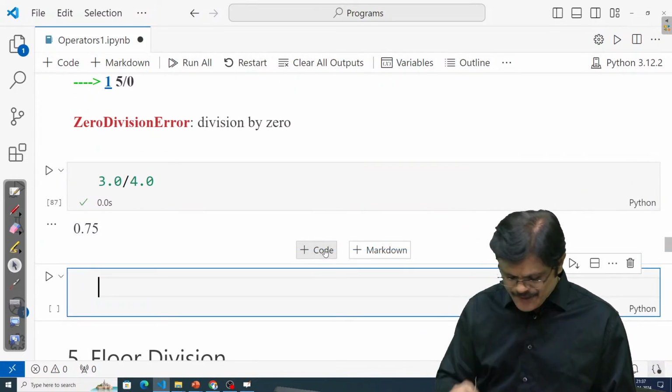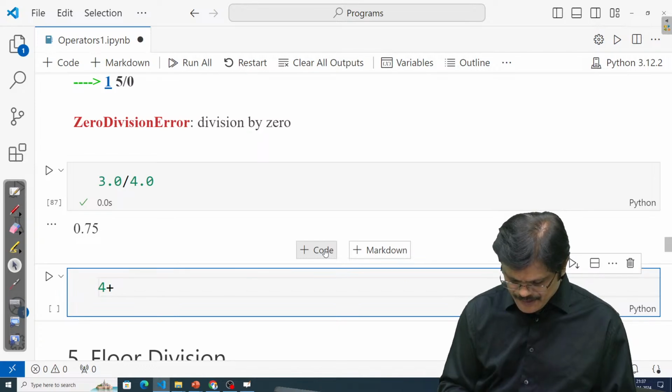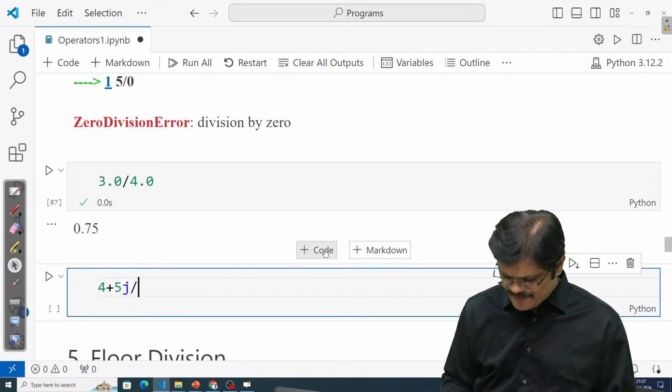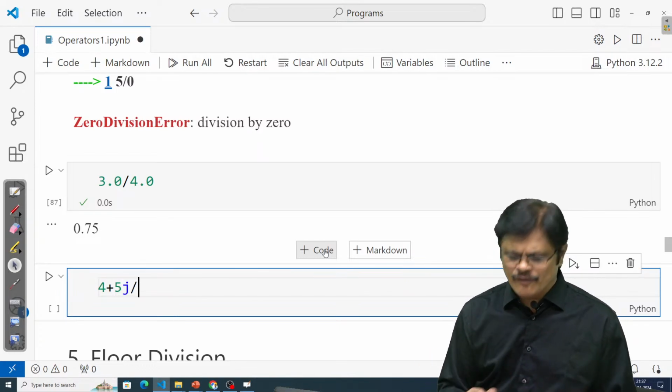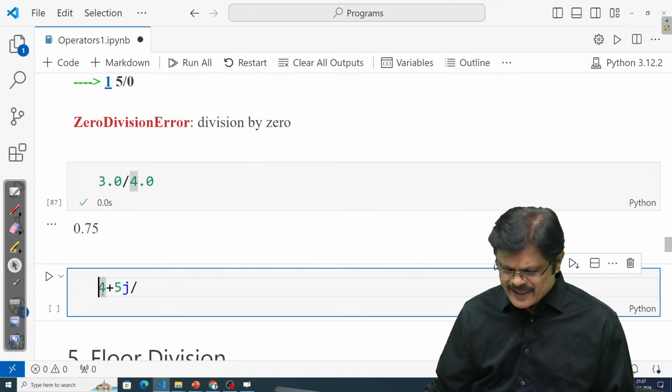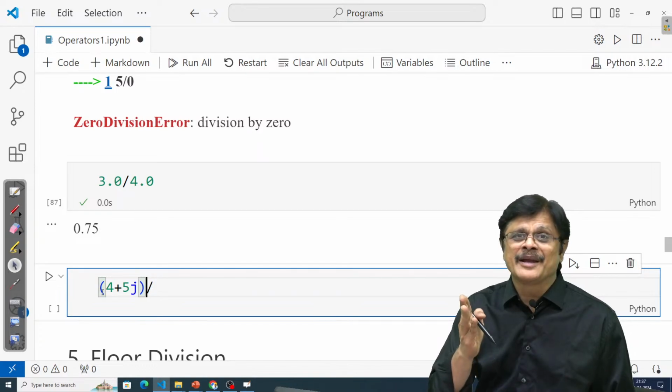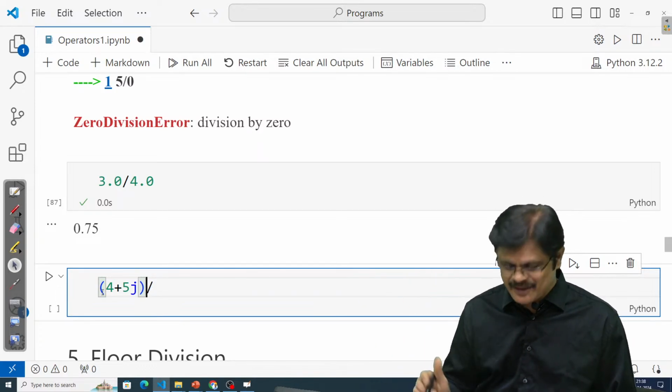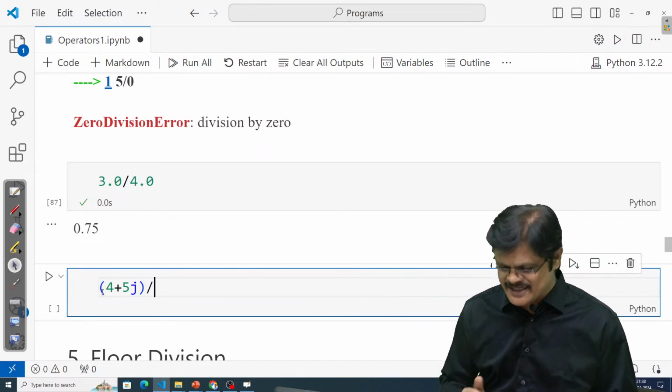You can also have division of a complex number with any other integer or float. But please be careful. You need to be very careful, otherwise it may be treated like 5j by that number. Am I clear? So that's why I'm writing the parenthesis here.